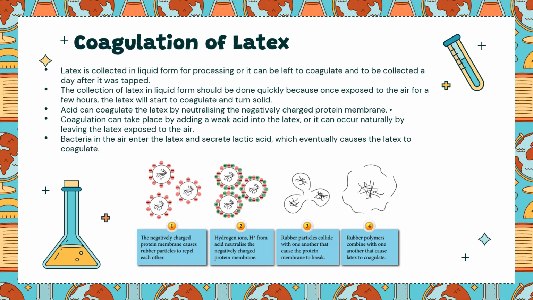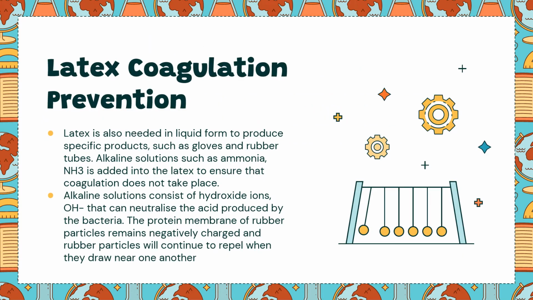First, the negatively charged protein membrane causes rubber particles to repel each other. Second, hydrogen ions from acid neutralize the negatively charged protein membrane. Third, rubber particles collide with one another, which causes the protein membrane to break. Lastly, rubber polymers combine with one another, which causes latex to coagulate.